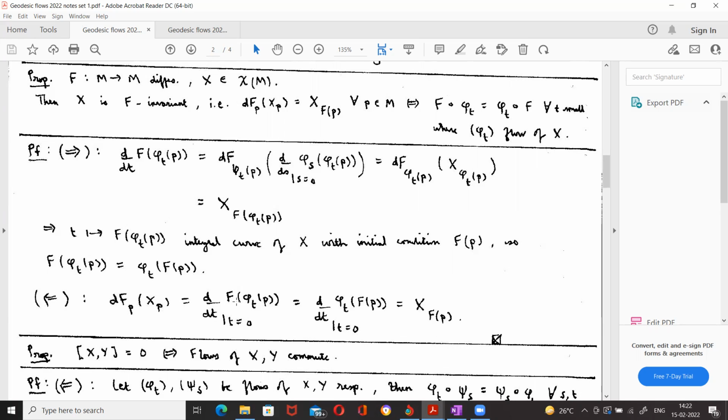Okay. And so what is this? Now we use the fact that f and phi t commute. So this is the same as d/dt at t equal to 0 of phi t of f of p. And now we use the fact that phi t of f of p is the integral curve of x with initial value f of p. So when I take its derivative at time 0, I'll just get x at f of p, right? And so therefore, df at p of x at p is equal to x at f of p. And so that means that x is f invariant. Okay.